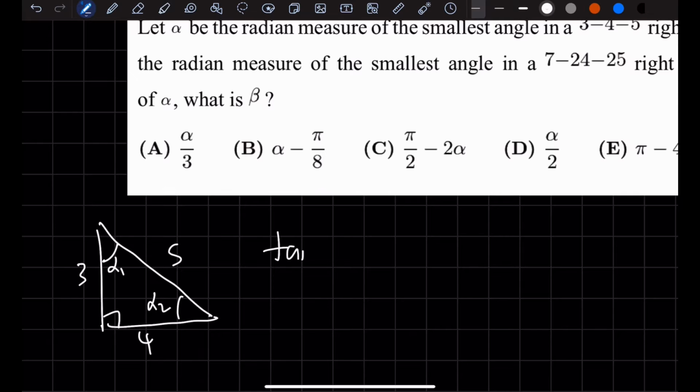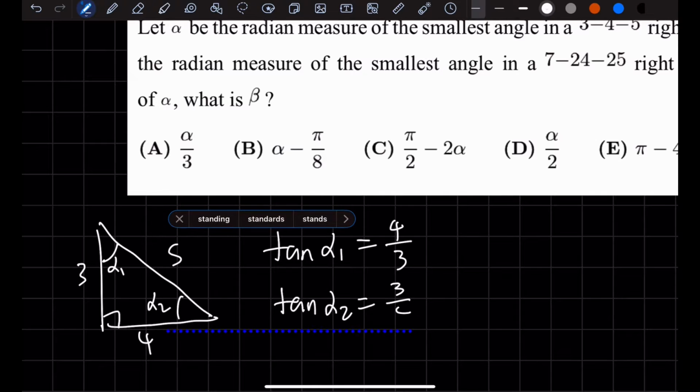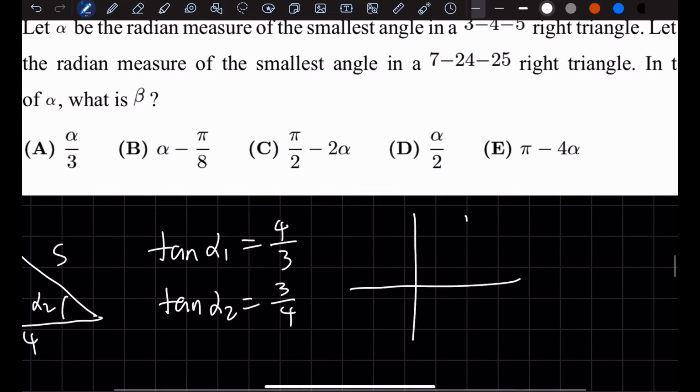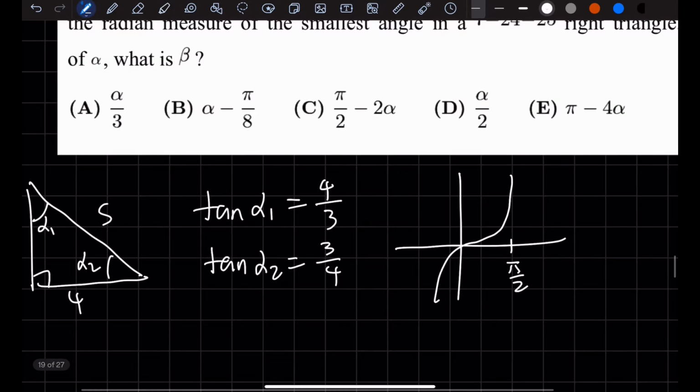Well, we know tangent of alpha 1 is opposite over adjacent, 4 over 3. Tangent of alpha 2 is opposite over adjacent, 3 over 4. And the graph of tangent looks something like this, where it approaches infinity at pi over 2. So we could clearly see that 4/3 is greater than 3/4. So 4/3 will have a greater y-axis.